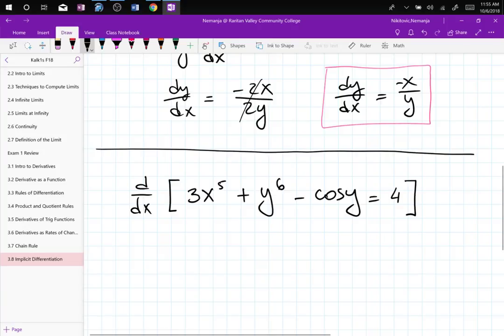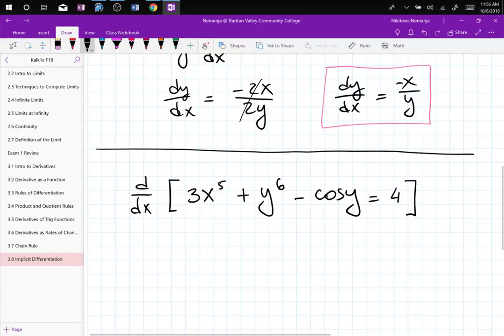Now, what do I do? I take the derivative of this term by term, and every time, listen to this very carefully, any time I have a variable mismatch, I have to follow by a chain. Anytime I have a variable mismatch, I have to follow by a chain.